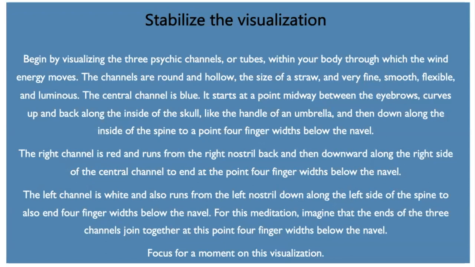The right channel is red and runs from the right nostril, back and then downward along the right side of the central channel, to an end point 4 finger widths below the navel. The left channel is white and also runs from the left nostril all down along the left side of the spine to also four finger widths below the navel. For this meditation, imagine that the ends of the three channels join together at this point, four finger widths below the navel, and focus for a moment on the visualization.